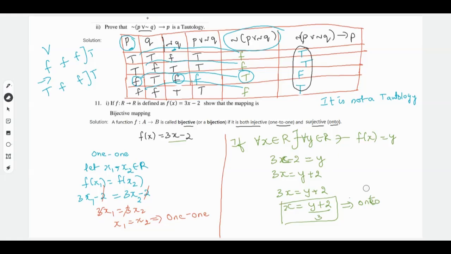Now if the function is both one-one and onto, what is it? If the function is both one-one and onto, it is bijective. Therefore f is both one-one and onto, it is bijective. Okay.